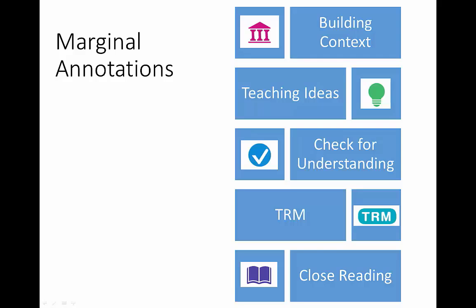Teaching ideas, denoted by a green light bulb, are general teaching ideas and strategies from our expert ATE authors. Check for understanding, denoted by a blue check mark, gives you a question to ask your students to make sure they are reading into the text. Teacher resource materials, denoted by the aqua TRM, let you know that you have additional materials available within your teacher resource materials found online and on your flash drive.